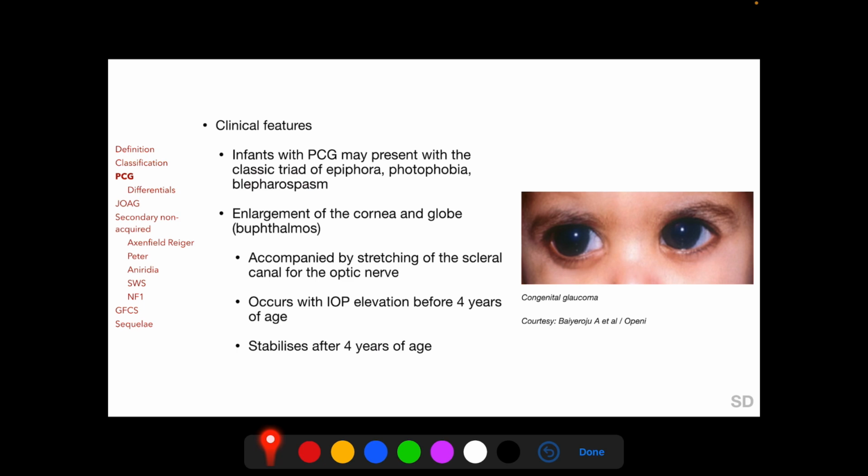On examination, we will find enlargement of the cornea and globe if IOP elevation occurs before 4 years of age. An enlargement of the cornea and globe usually stabilizes after 4 years of age. Enlargement of the globe is also known as buphthalmos. An enlargement of the globe is also accompanied by stretching of the scleral canal through which the optic nerve passes.